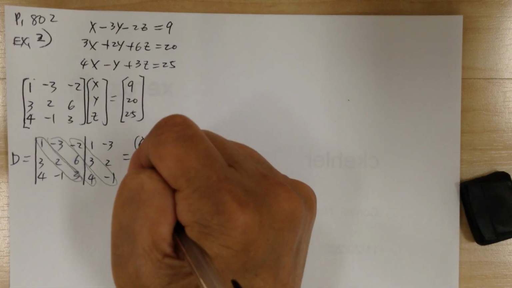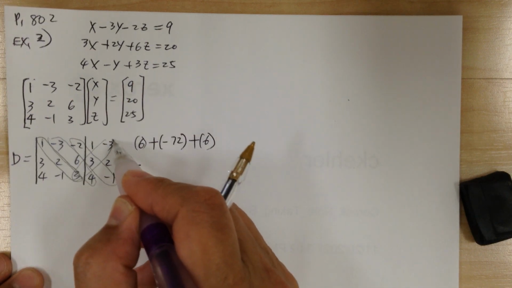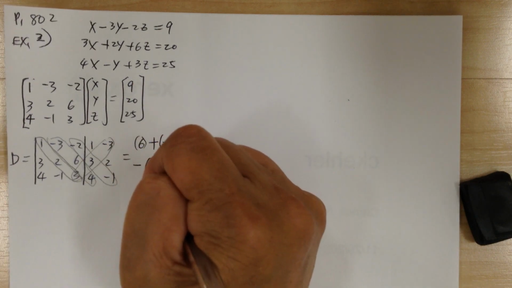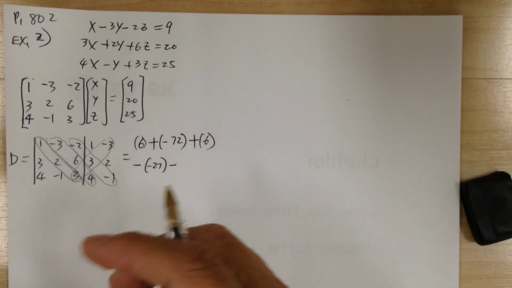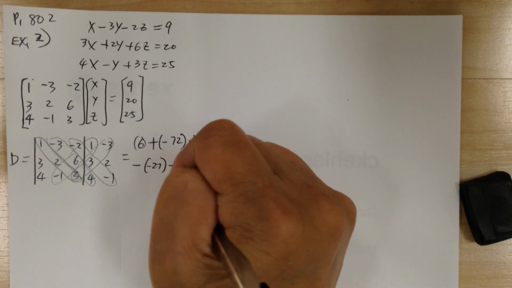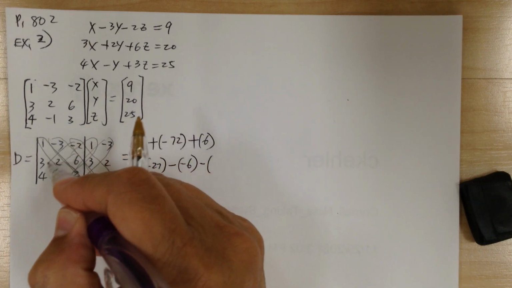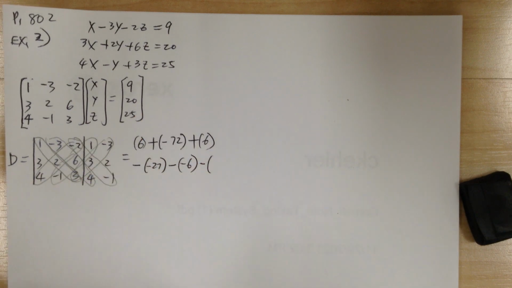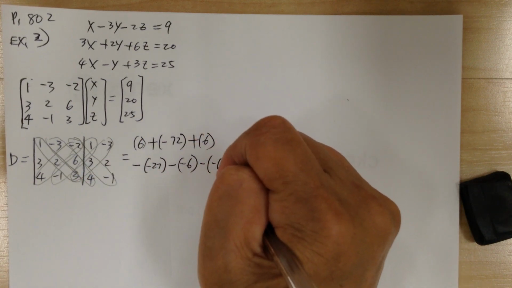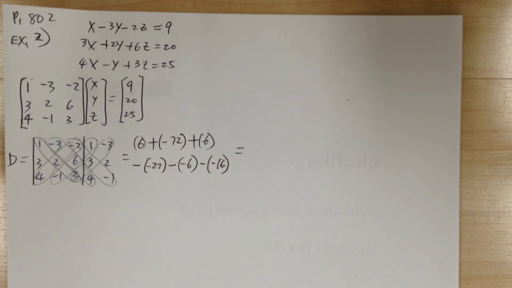6. Then I'm going to do all the minus, go in this direction now. Minus -27, minus -6, minus -16, and this is going to be equal to, and again you can get your calculator.